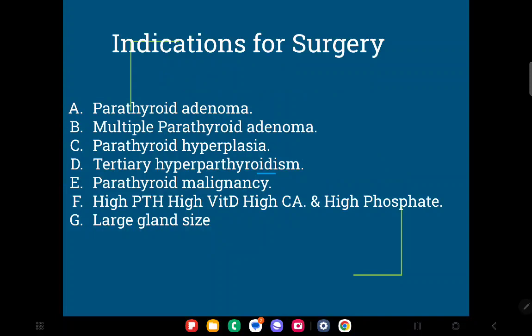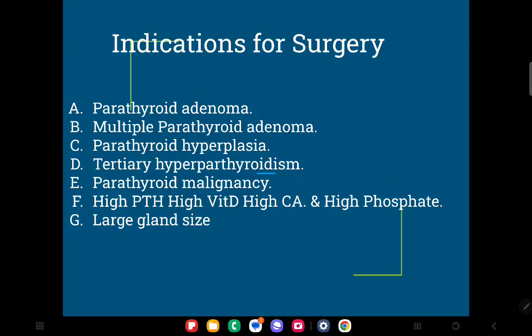Indication for surgery for the parathyroid: if there is a parathyroid adenoma, which is big, if it is more than 3 centimeters, surgery is indicated. Multiple parathyroid adenomas also is the indication for removal of the parathyroid. Parathyroid hyperplasia is the 3rd indication, and these are the 3 causes of primary hyperparathyroidism.